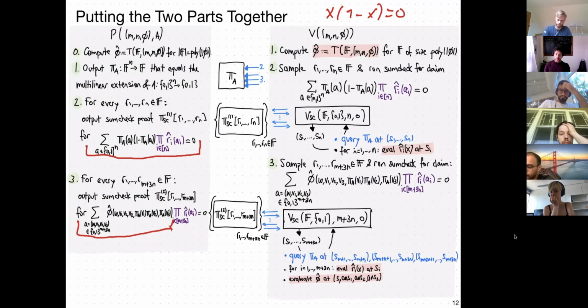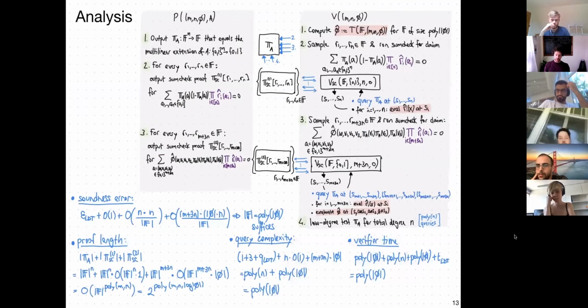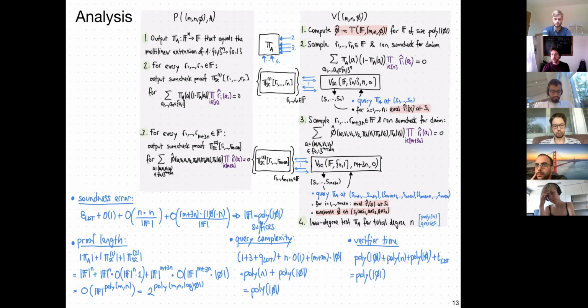Okay, so that's the entire protocol, and I'm going to leave you with the slides to see the soundness error, the proof length, the query complexity, and do all this calculation. Also, if anything is unclear, ask me. But I think by this point the main idea is clear. We saw all of the subcomponents, and it's just about doing this accounting and checking that everything works. So I will stop the recording now.